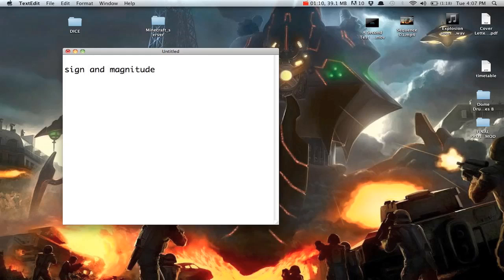In this system, let's say we have a 4-bit system. 1010, this is 10 in an unsigned system, but in a sign and magnitude system, the first bit, the most significant bit, tells us if it is positive or negative. If it is a 1, it means it's a negative number. And if it is a 0, it means it is a positive. I'm pretty sure it's that way around. If it's not, I apologize.